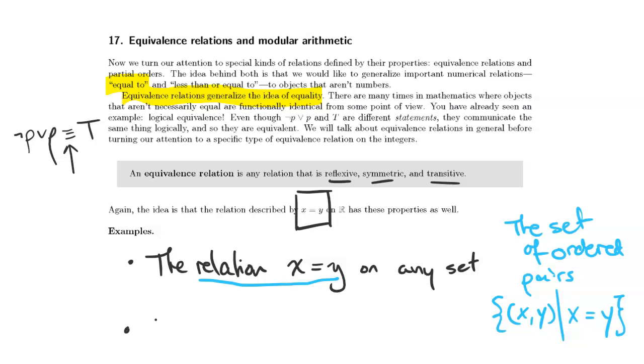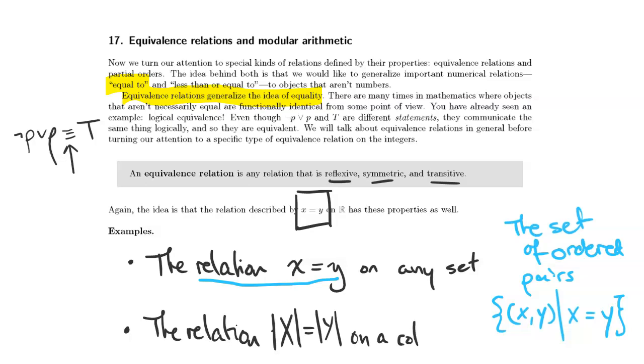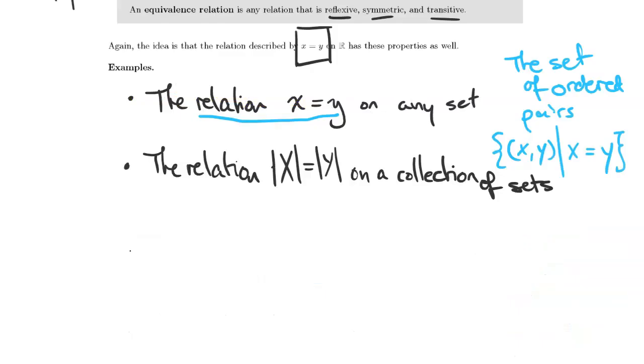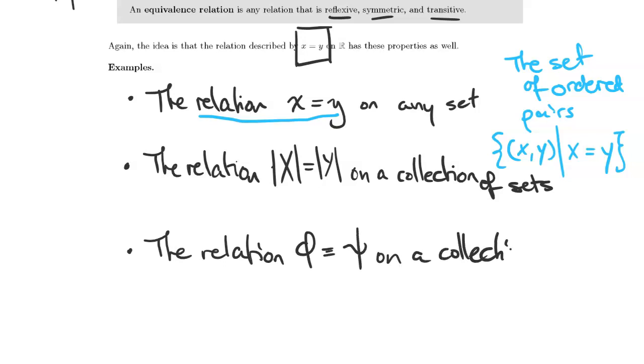So that's what I mean when I use that kind of language. Another example is the relation cardinality of x equals cardinality of y on a collection of sets. That's another example of an equivalence relation. Another example that we just talked about is the relation where phi is equivalent to psi on a collection of logical statements.